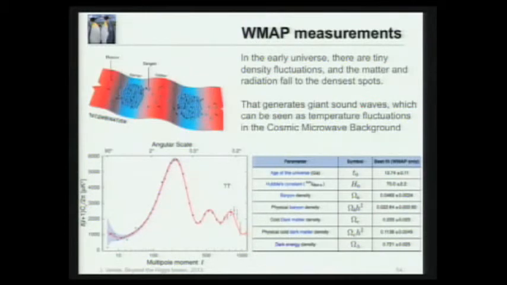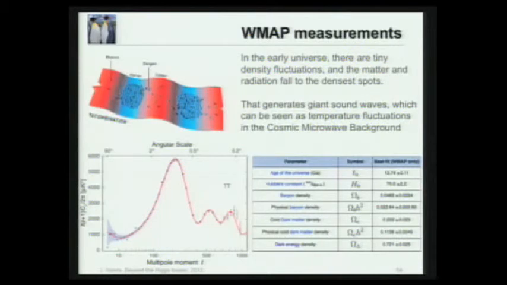Because we believe that in the early universe there were fluctuations. If the universe is in the initial phase of expansion, even during inflation, you have quantum fluctuations. And these quantum fluctuations may create regions of higher density and regions of lower density. And matter and radiation fall into these densest spots. So that means that in the universe there are a kind of waves, sound waves, that could now be seen as fluctuations in the temperature of the cosmic microwave background. And measuring these correlations is like trying to measure the wavelengths of these long sound waves, these fluctuations here.